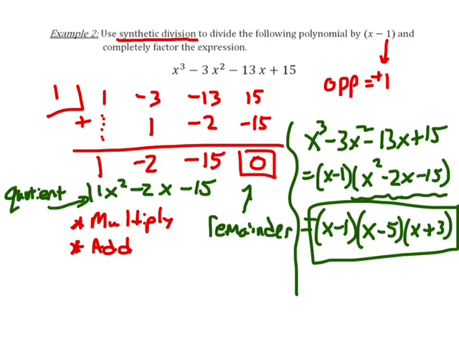So here is the quotient once again. When we divide, we have the remainder and we have the factored version. And that's how we use synthetic division.